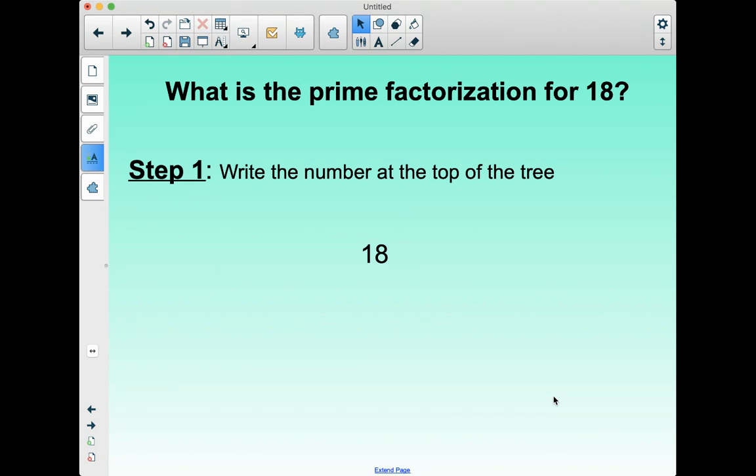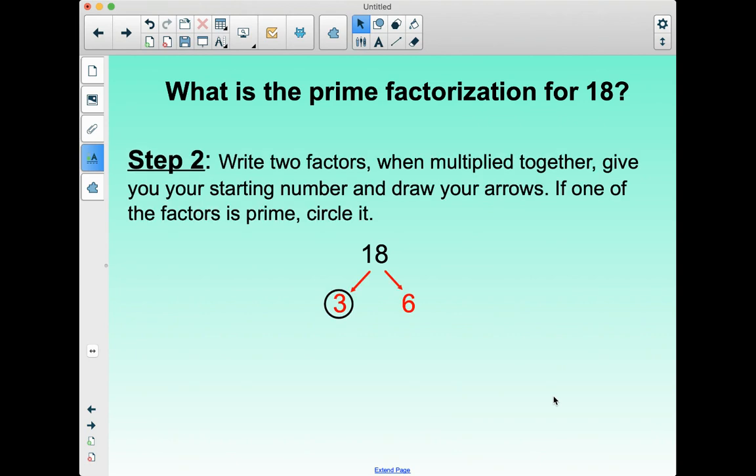The first step when doing prime factorization is to write the number at the top of the tree. The second step is to write two factors that, when multiplied together, give you your starting number, and then draw arrows. If one of the factors is prime, circle it. So you can see we have the number 18 at the top of our tree. I drew two arrows, and the factors I used were 3 and 6 because 3 times 6 gives me 18. Now, the number 3 is a prime number, so I'm going to go ahead and circle it, but I'm not going to circle the number 6 because I know that that is a composite number.